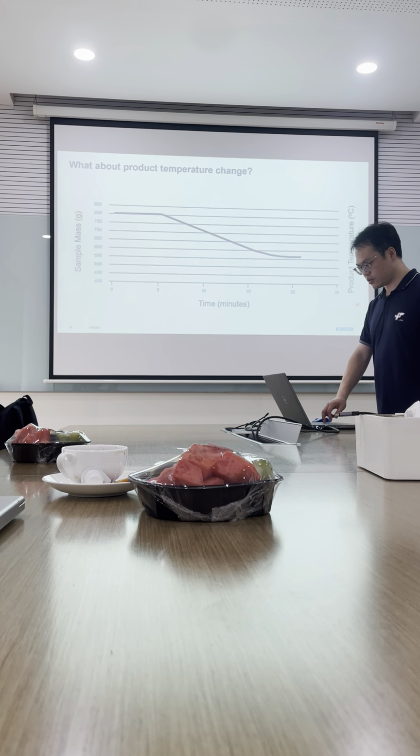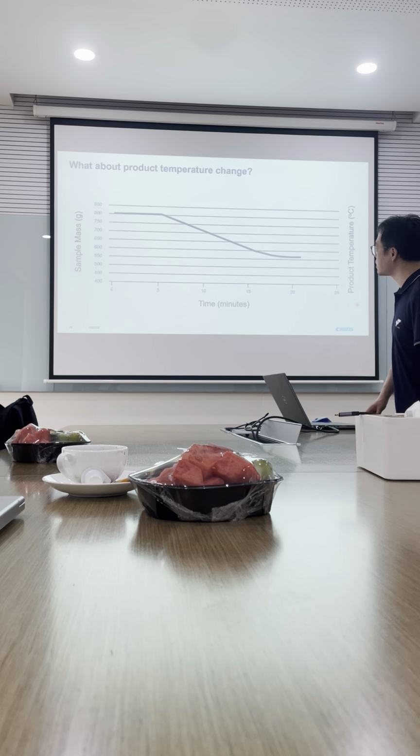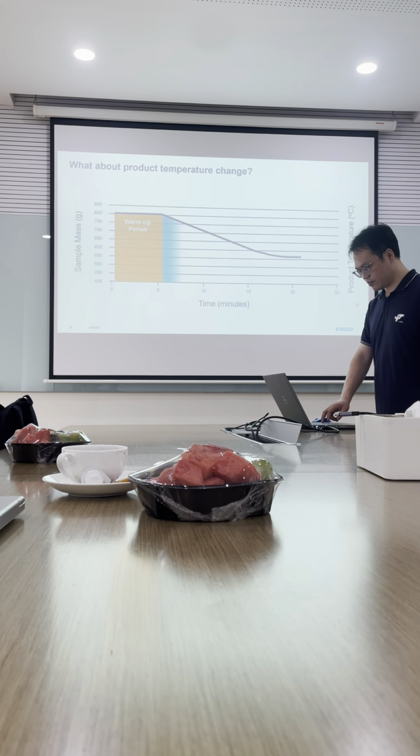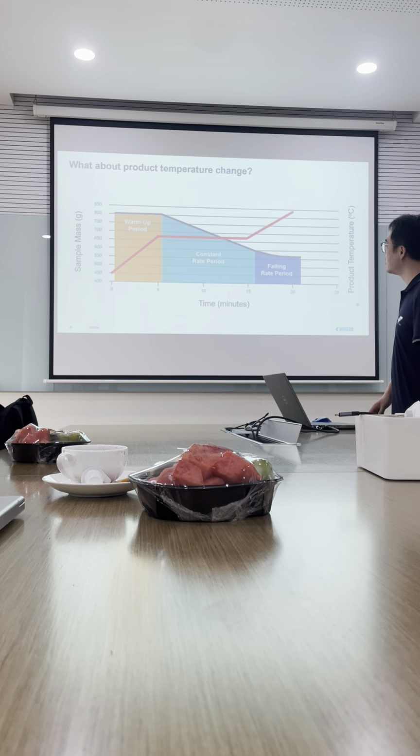So this is about the product temperature change. You can see the red line. In the warm-up period, the product temperature increases, and in the constant period it is constant, and at the end it increases again. Maybe this is easy to understand.